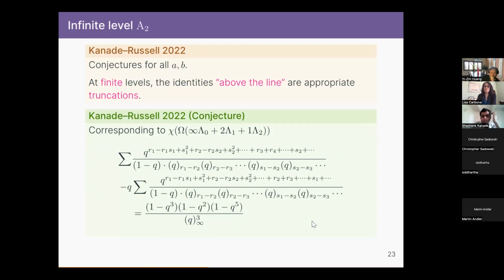So this is a conjecture. We don't really have a proof of this. Really, the only cases that are proved are the ones by Warnaar in the previous slide.